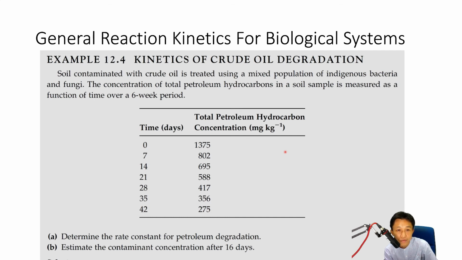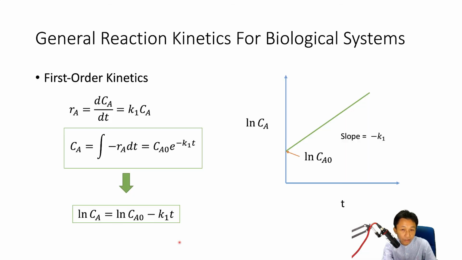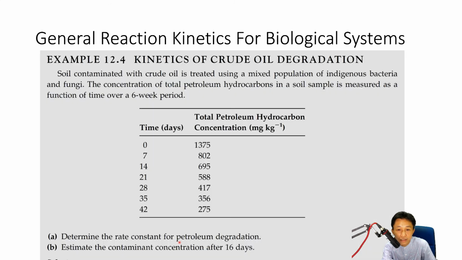Soil contaminated with crude oil is treated with a mixture of bacteria and fungi. So you have two things, bacteria and fungi. This is how the petroleum concentration decreased over time. This is in terms of days, which is quite long. Okay, determine the rate constant, now minus k. So you have this kind of correlation as well.